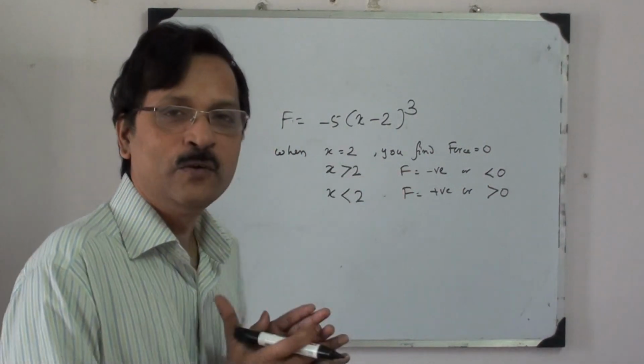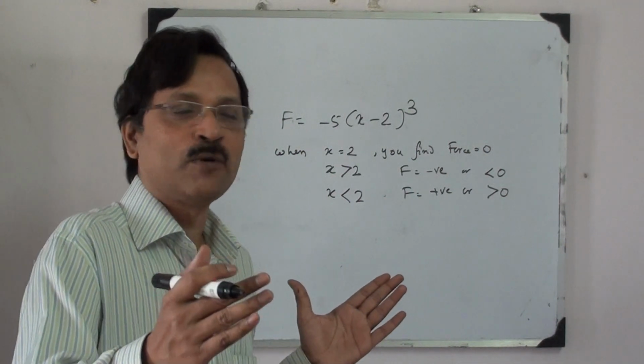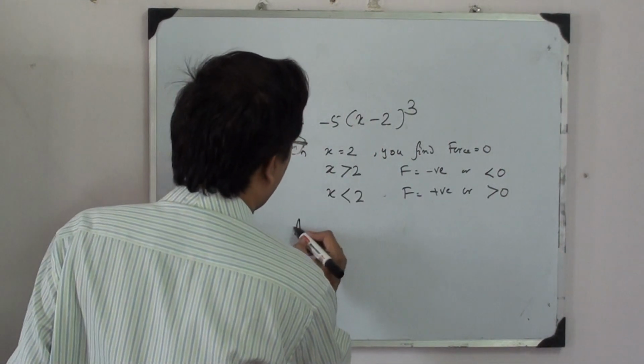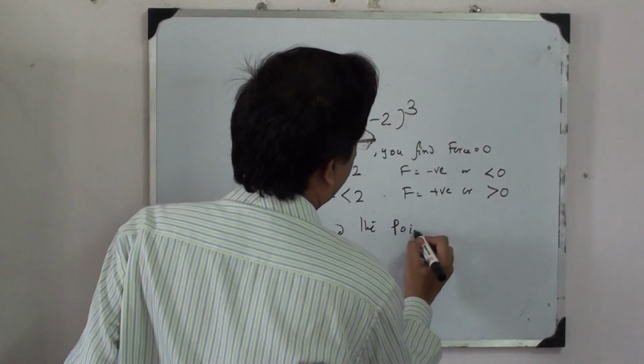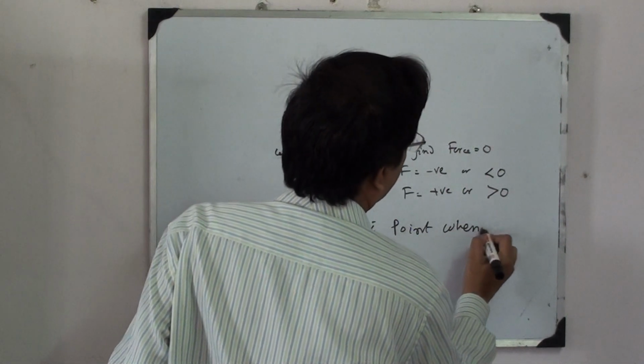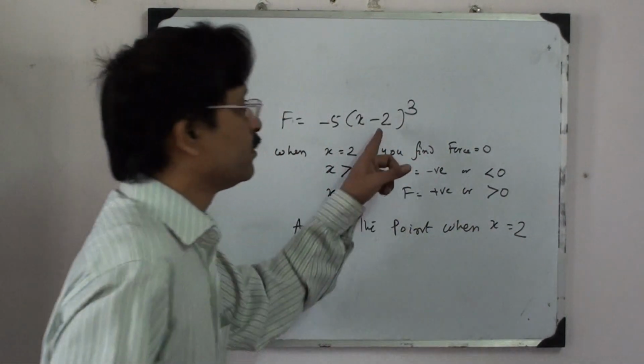What are you looking at? You are looking at a kind of oscillatory motion around the point 2. Around the point where x is equal to 2. This is 2.